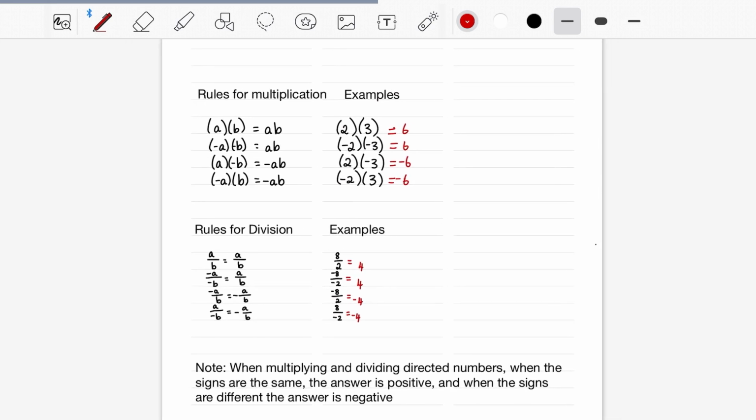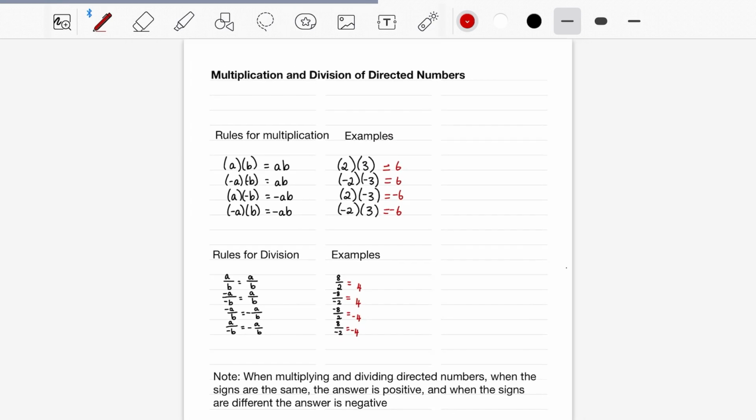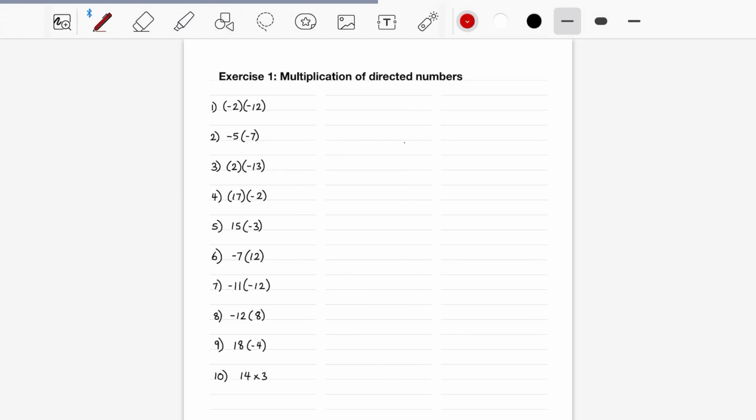Okay, so those are your rules for multiplication and for division. So now let's look at some exercises. Okay, so let's look at this exercise on multiplication of directed numbers. At this point in the video, you can pause it and try these questions on your own. So I'll give you some time to do that before we go through the solutions.